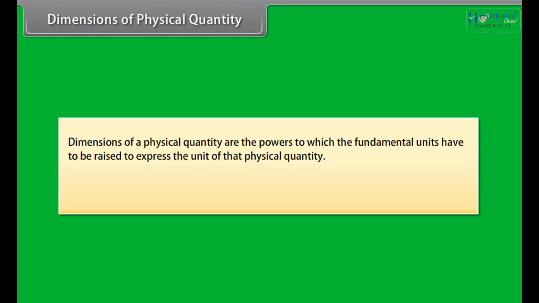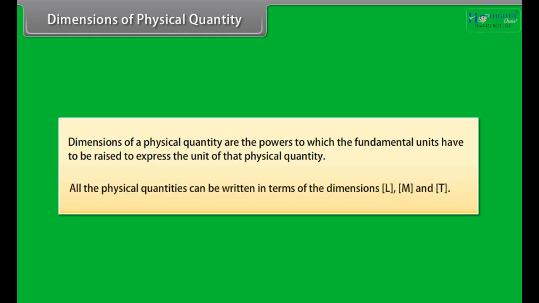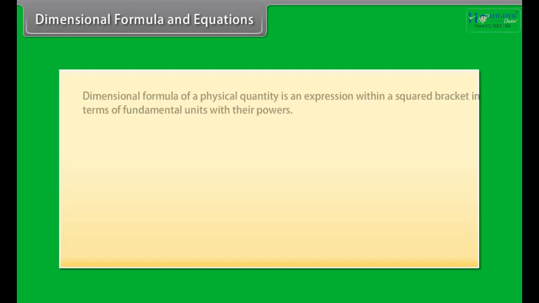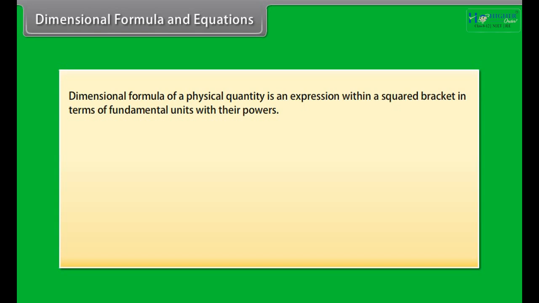Dimensions of physical quantity. Dimensions of a physical quantity are the powers to which the fundamental units have to be raised to express the unit of that physical quantity. All the physical quantities can be written in terms of the dimensions L, M, and T. Dimensional formula and equations. The dimensional formula of a physical quantity is an expression within a square bracket in terms of fundamental units with their powers.